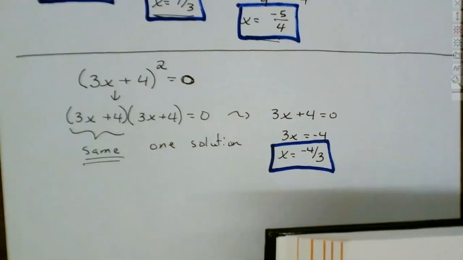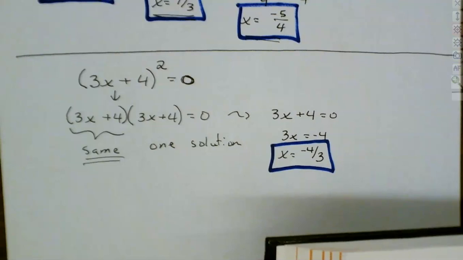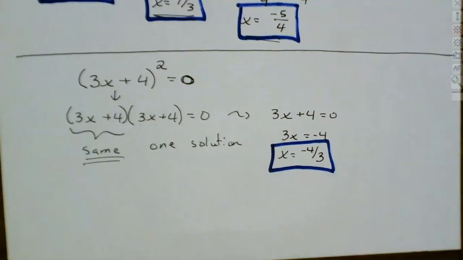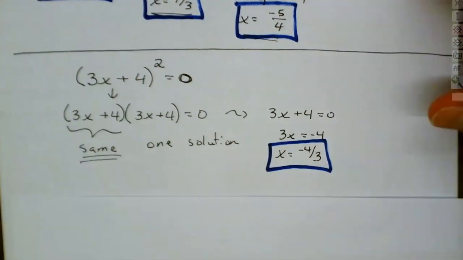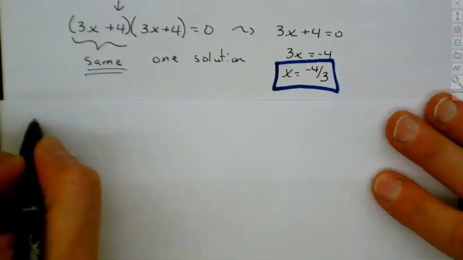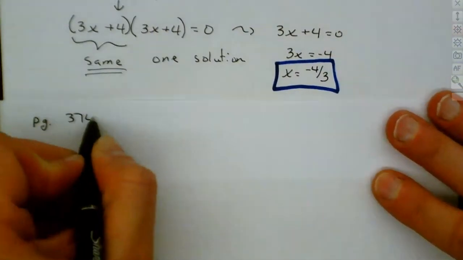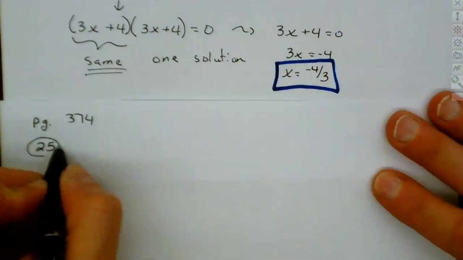And I'll just pick a few of these from our textbook to look at. I'm on page 374. And again, I'm just going to randomly grab some. How about 25? And this is on page 374. And we're going to look at question 25.